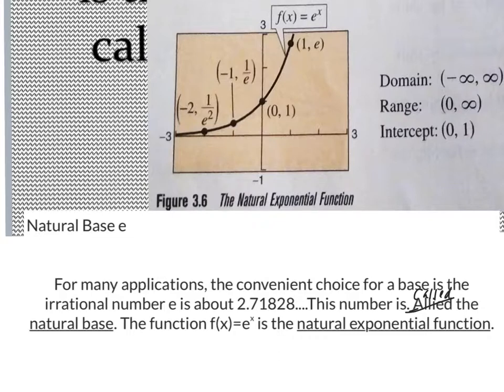The function f(x) = e^x is the natural exponential function. This chapter is going to focus a lot on the natural base and the natural exponential function. As we move forward, just keep in mind that this is the parent function that we're going to be focusing on, which is f(x) = e^x.